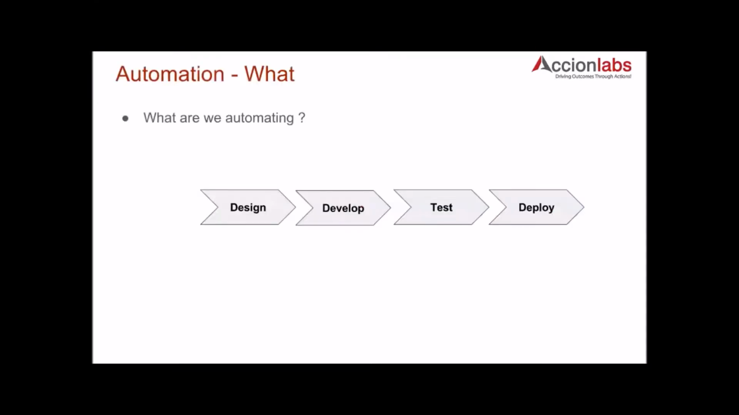So we have our typical SDLC process, be it waterfall or agile. Any application development will go through these 4 stages. Put very simply, there will be a design phase, development, test, and deployment. Now, which of these aspects can be automated? Can we automate design? Every application is different, so we cannot really automate design. Can I automate development? I can, because it's producing code. I can write a very complex piece of code which will generate more code.